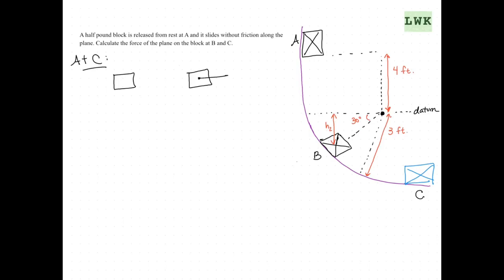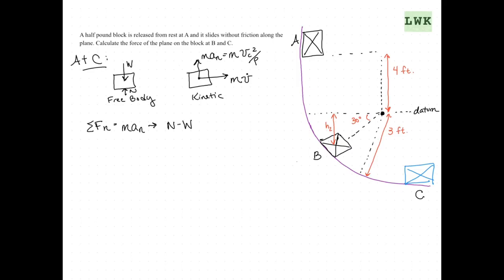And our kinetic diagram is going to be, again, in our normal tangential. We can say mass times a equals mass times VC squared over rho. And in our tangential, we're going to have mass times V dot for our kinetic. And our free body is going to have our normal force pointing up and our weight pointing down. So let's take our equation of motion now. So the sum of the forces in the normal direction are going to be equal to mass times acceleration in the normal. Our normal force minus our weight equals our mass times VC squared over rho.